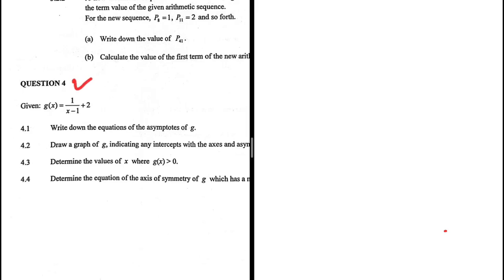This question 4 is probably the easiest I've seen in a long time. Let's go ahead and take a look at it and see what we can do. First question 4.1, write down the equations of the asymptotes of g of x. So we have g of x being equal to 1 divided by x minus 1 plus 2.